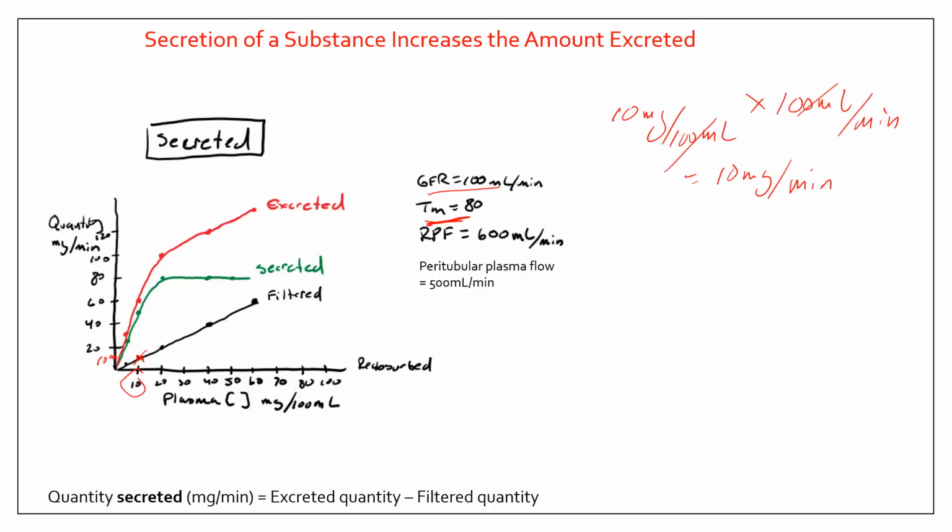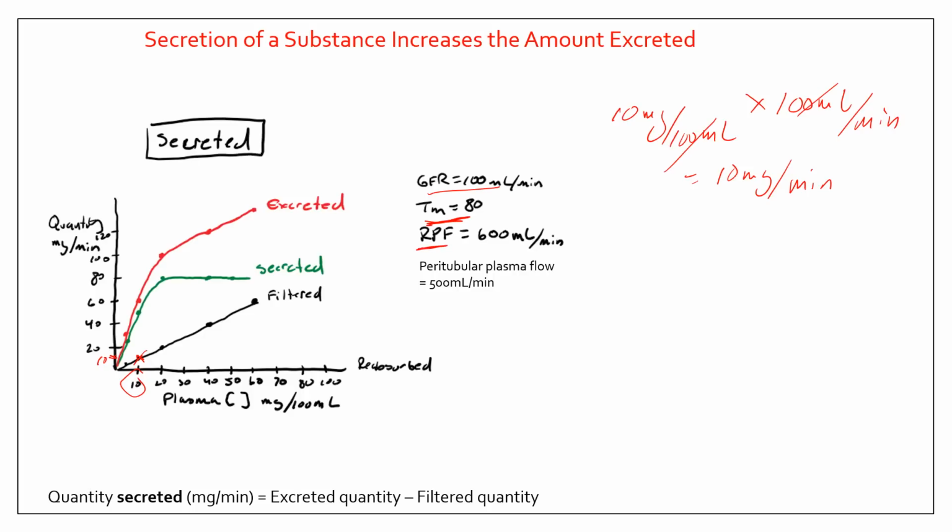So the question is, though, how much substance am I moving from the capillaries into the nephron via this pathway? So I know what's filtered. I can already calculate that. I need to know how much is going from the blood and into my nephron. In order to do that, I have to know how much plasma is in the peritubular capillaries. So this is going to bring us back to what I was talking about in the previous slide. This is renal plasma flow.